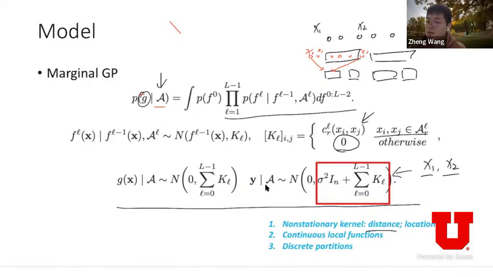Or in other words, you need to find all the partitions that include both points and calculate. That's what I'm saying. You just look at the smallest partition which contains both x1 and x2, and you just look upward until you reach the root node, and along this path you add up the covariance. Yes.